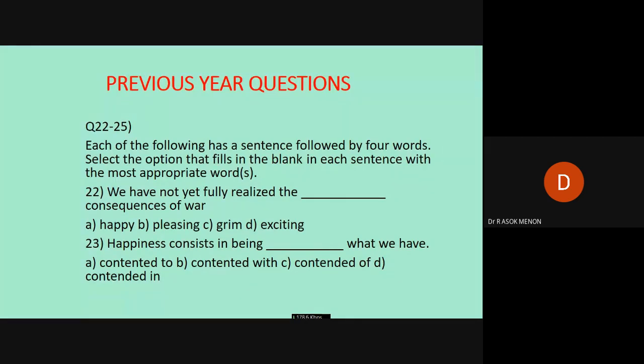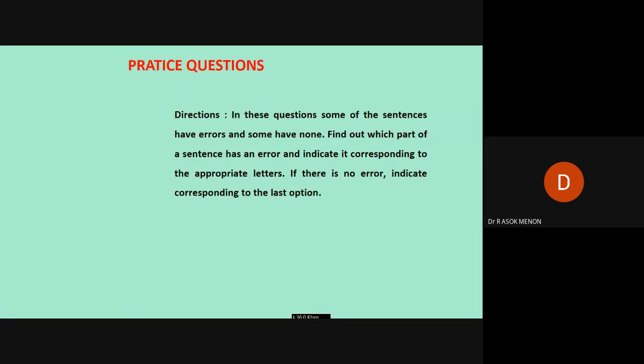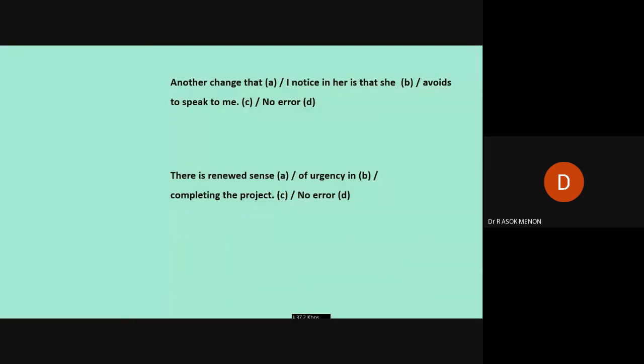Then we have happiness consists in being dash what we have. Contented to, contented with, contented of, contented in. It is contented with what we have. Now let's go to practice questions, which will cover all grammatical areas contextually.